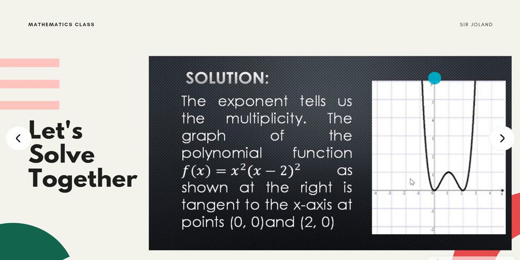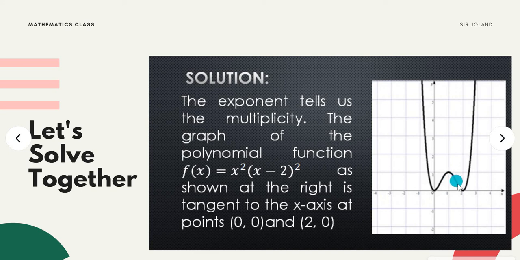Ganito. Ito magiging graph niya. So, the exponent tells us the multiplicity. Kung mapapansin nyo kanina, parehas naka-raise sa 2 yung ating factors. So, the graph of the polynomial function as shown at the right is tangent to the x-axis at points (0, 0) and (2, 0). So, again, yung 0 natin, twice siya naulit. Ayan. Kaya, nung yung graph natin, pababa. Okay. So, pagdating sa 0, nag-tangent, nag-bounce back, pataas. Okay. Nagkaroon ng turning points.